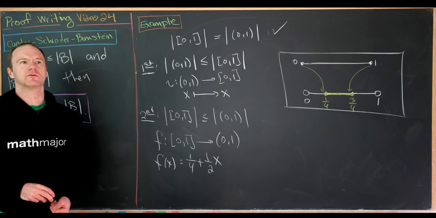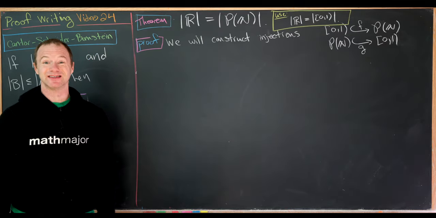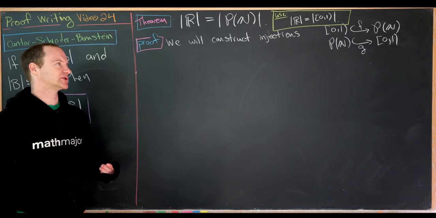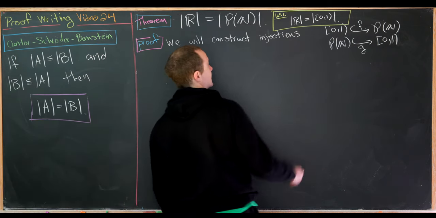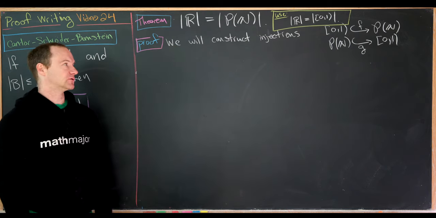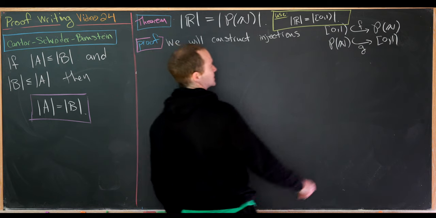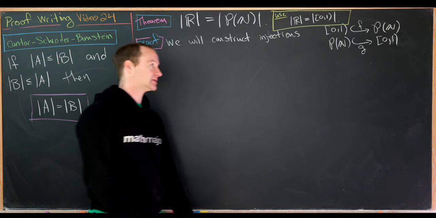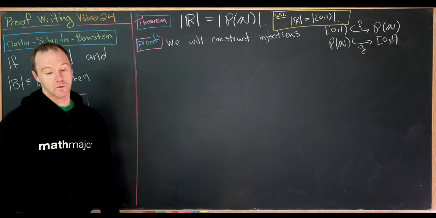All right, let's now look at a little bit more of an interesting example. For our last result, we'll show that the cardinality of the real numbers is equal to the cardinality of the power set of the natural numbers. So we alluded to this result, I think, in the last video. Now we'll prove it. And we'll use the fact that the cardinality of the real numbers is the same as the cardinality of the half open interval [0, 1), where we include 0. And we'll do this by constructing injections. So an injection which I'll call f from [0, 1) to the power set, and then another injection which I'll call g from the power set to [0, 1).